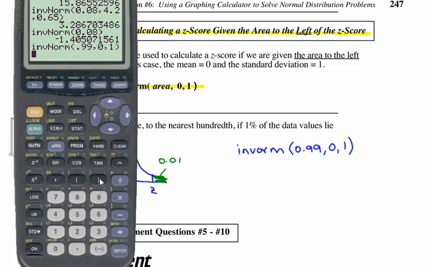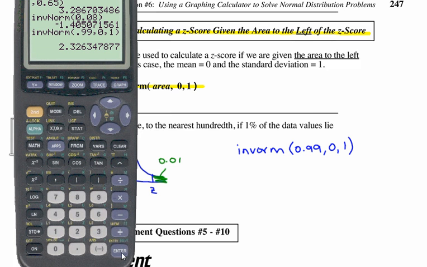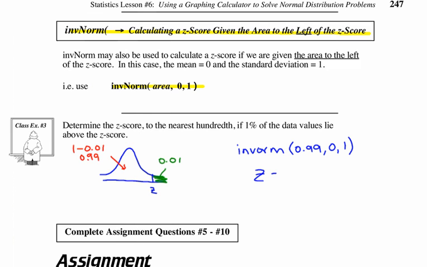It's not going to do all the work for you, just some of the work, the part where you don't have to look up on the table. So 2.326. So z is equal to, we always go to 2 decimal places, the hundredth, so 2.33.